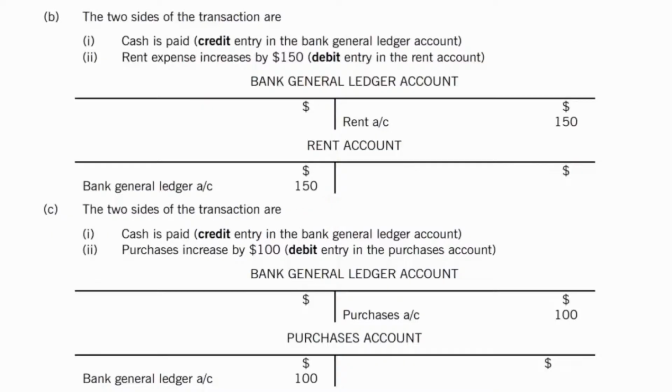Transaction C, buying goods for $100 in cash. What happens? The business purchases inventory using cash. This reduces cash but increases purchases, an expense account. 1. Cash account, asset. Cash decreases because it was used to pay for the goods. This is recorded as a credit. 2. Purchases account. The purchases account increases to reflect the cost of the goods. Expenses increase with a debit. Recording in ledger accounts. Bank general ledger account, cash, credit $100. Purchases account, debit $100.